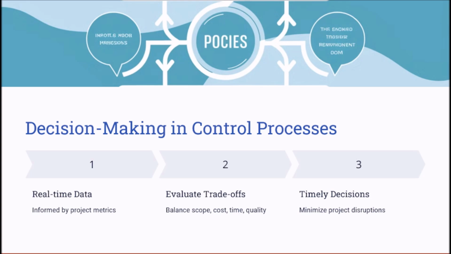Let's take an example here. In a software development project, if a critical bug is discovered or identified late in the life cycle of the project implementation, the project manager must decide whether to delay the release or to deploy the patch later. Such decisions require a careful evaluation of impacts on the project schedule, budget, and customer satisfaction. By leveraging real-time data and consulting with the team members and stakeholders, project managers ensure that decisions align with the project objectives.